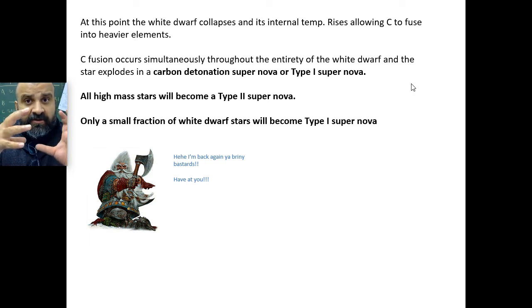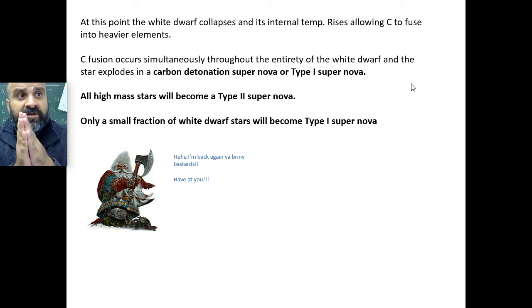Gets hotter and hotter, right? But it can't fuse into anything else. It becomes so hot that heat causes photodisintegration, breaks all the carbon nuclei up into their basic components, right? And then they collapse further. Electrons fuse with protons. They become neutrinos and neutrons. The electrons are gone. So if there are no electrons, there's no degeneracy pressure to prevent the further collapse.